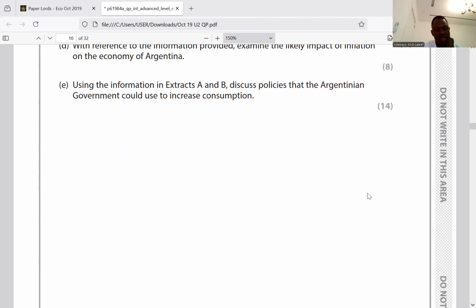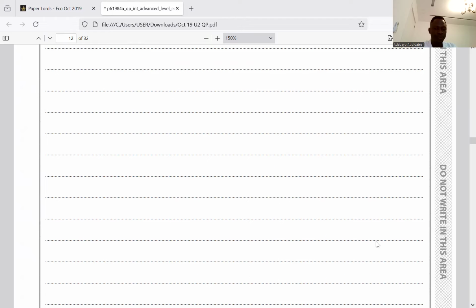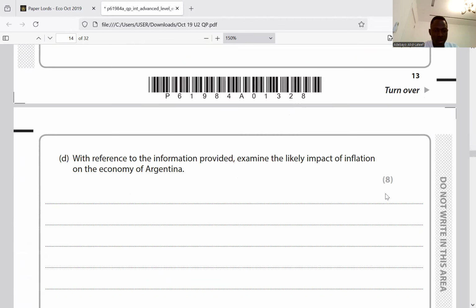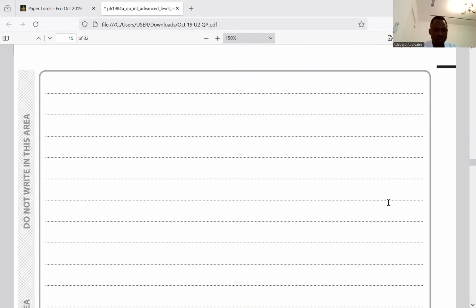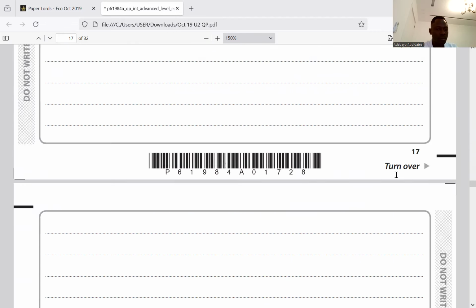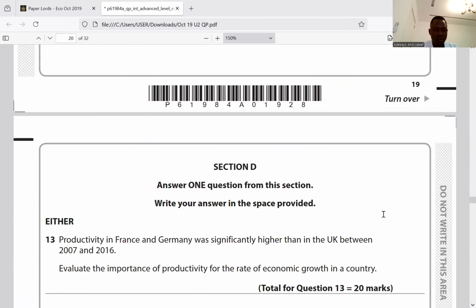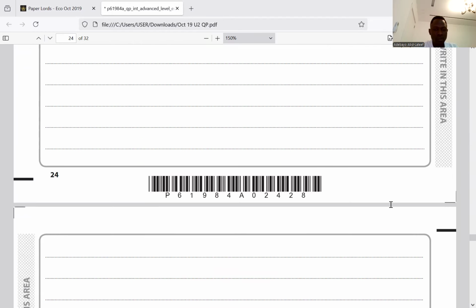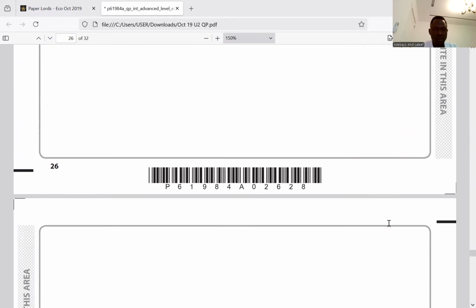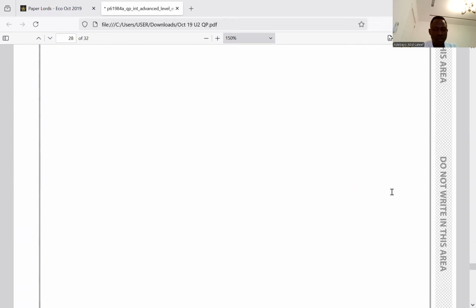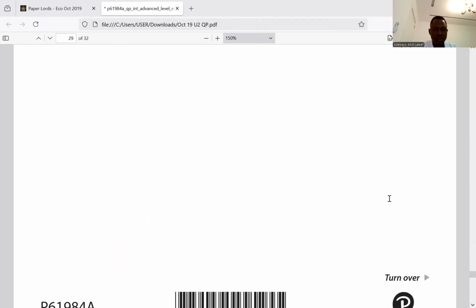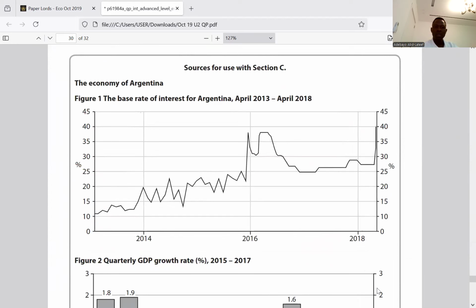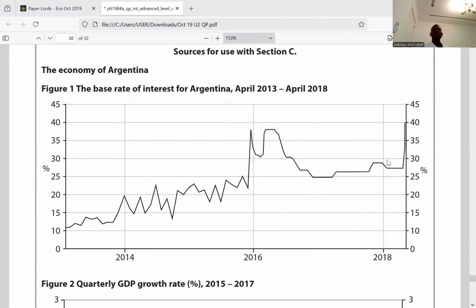Question 12. It's a case study there. Figure 1, the economy of Argentina, sources of resource.